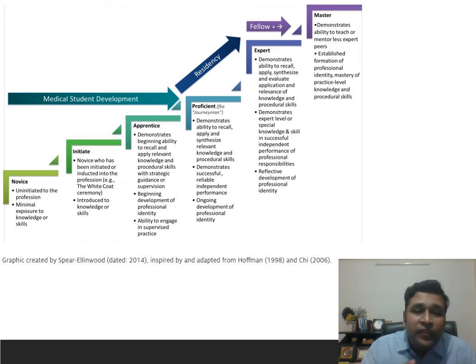Some of the characteristics of a novice are that he is uninitiated, needs supervision, and is not able to guide his less endowed peers, while a master is someone who works unsupervised, is able to guide his less endowed peers, and has a certain kind of expertise that he or she has developed. So this is the whole graduation cycle from novice to initiate to apprentice to proficient to expert to master. So from novice to master, the whole cycle and the whole stages.